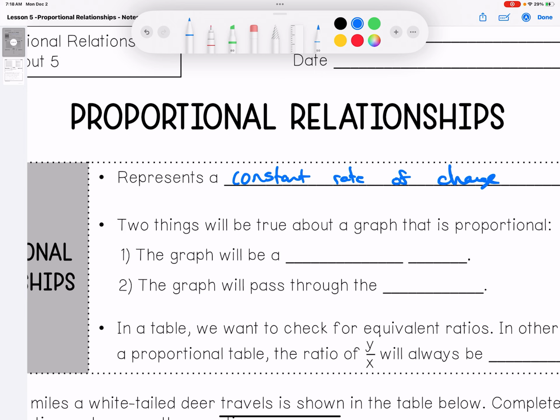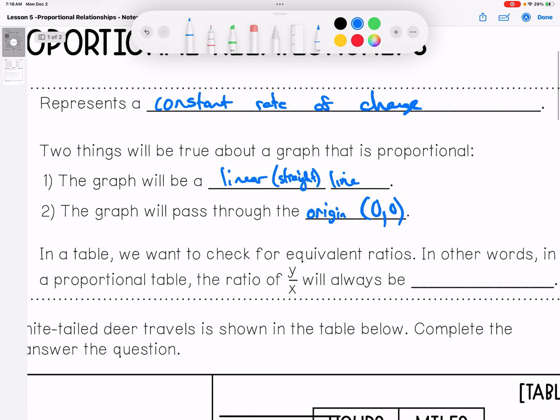Two things will be true about a graph that is proportional. We've already covered this. The graph will be a linear line, aka straight, and they will pass through the origin, aka 0, 0. So in a table, we want to check for equivalent ratios. In other words, in a proportional table, the ratio of y to x will always be constant.